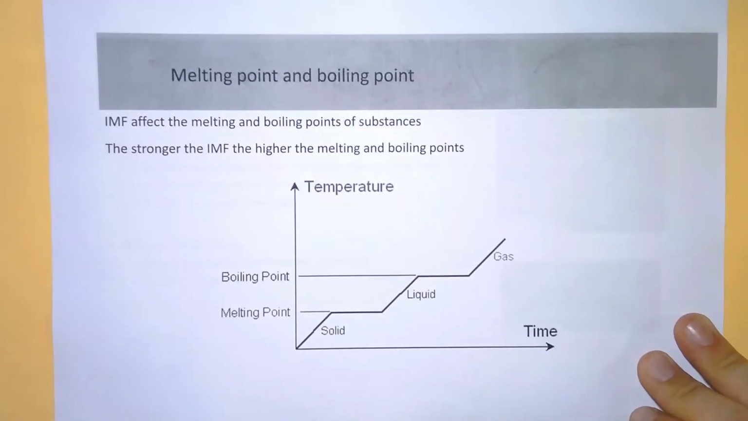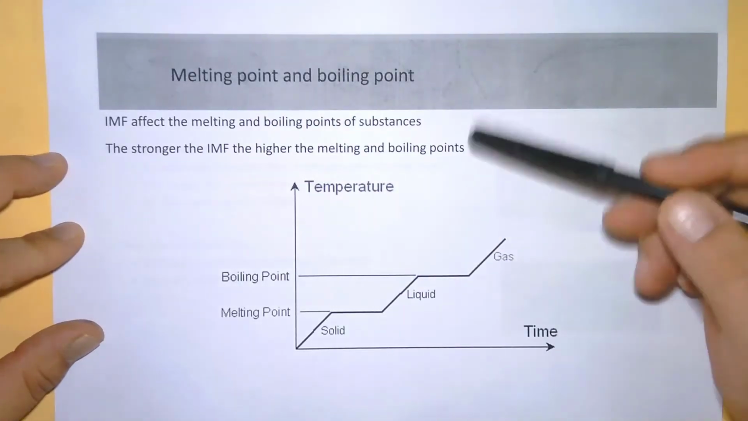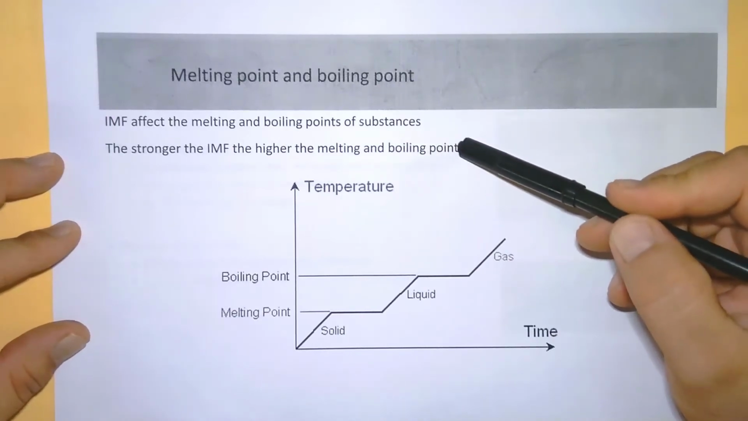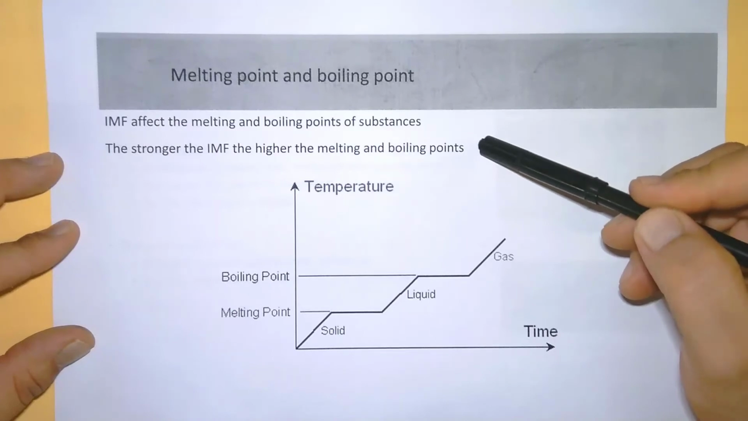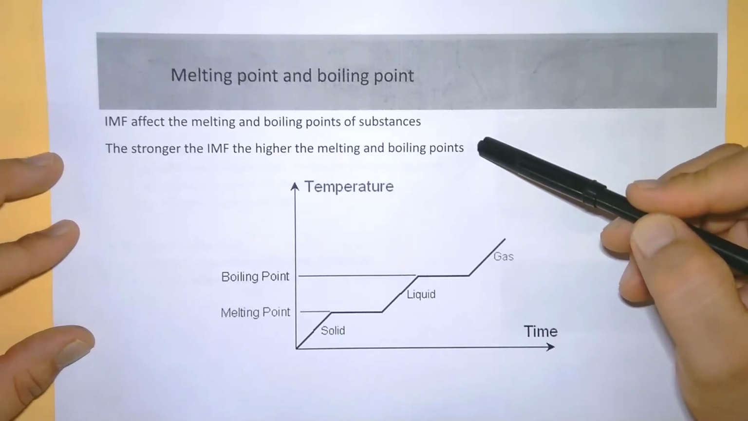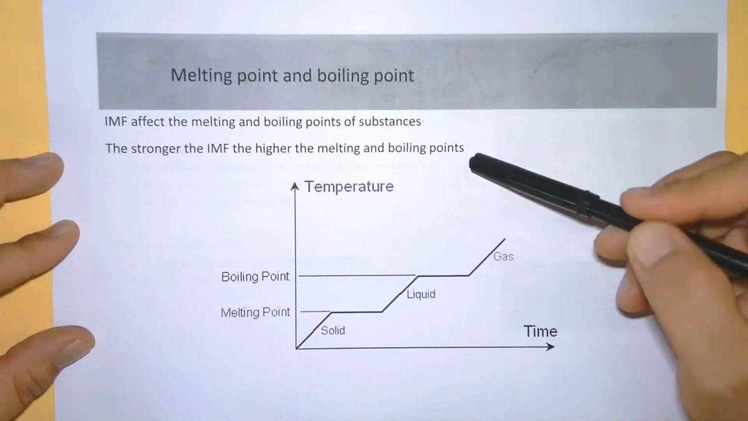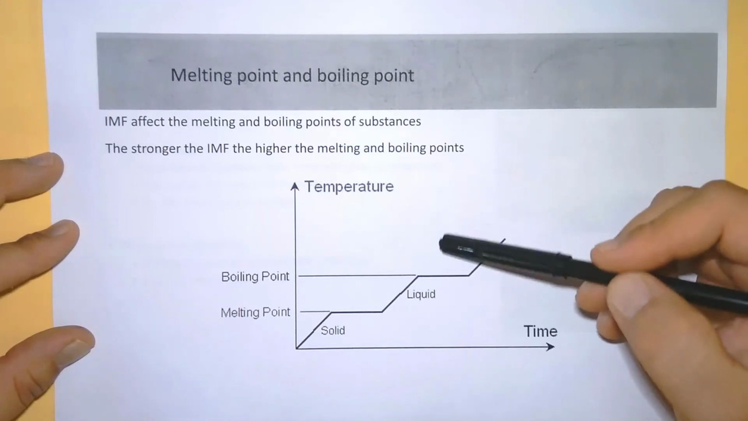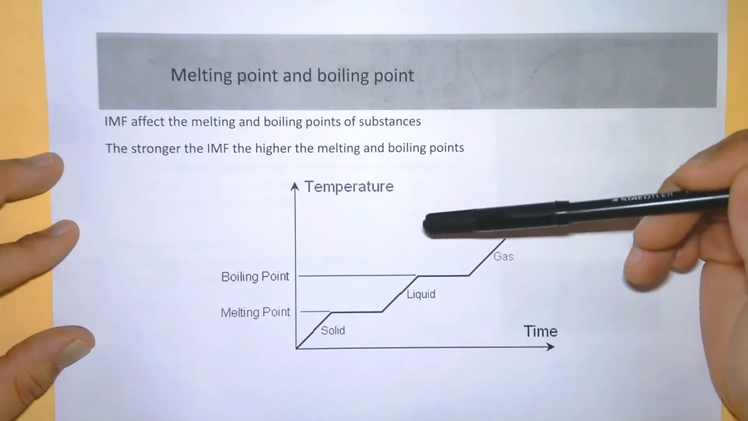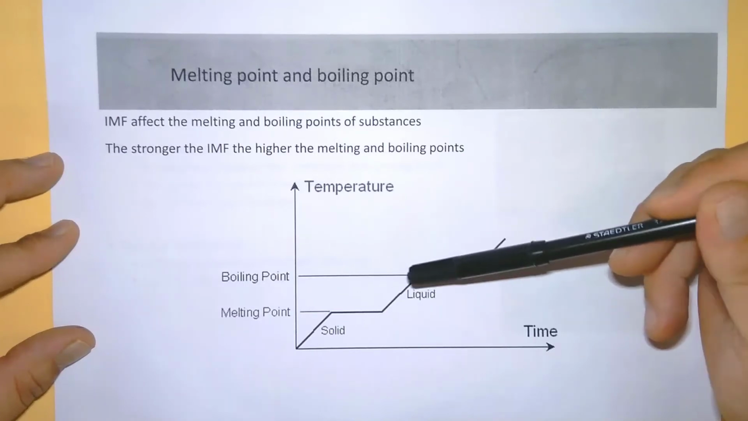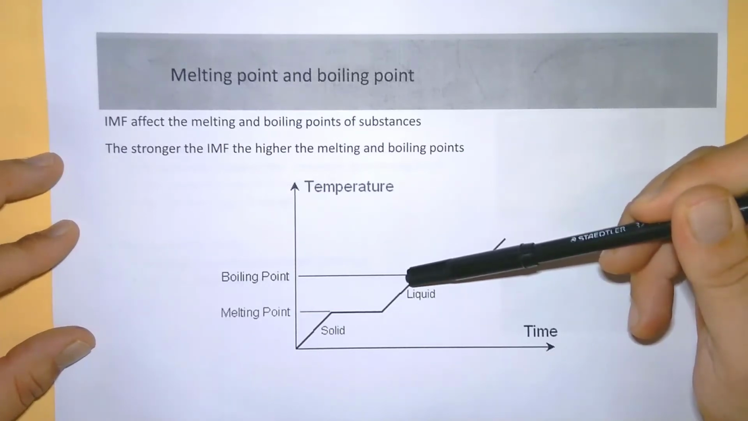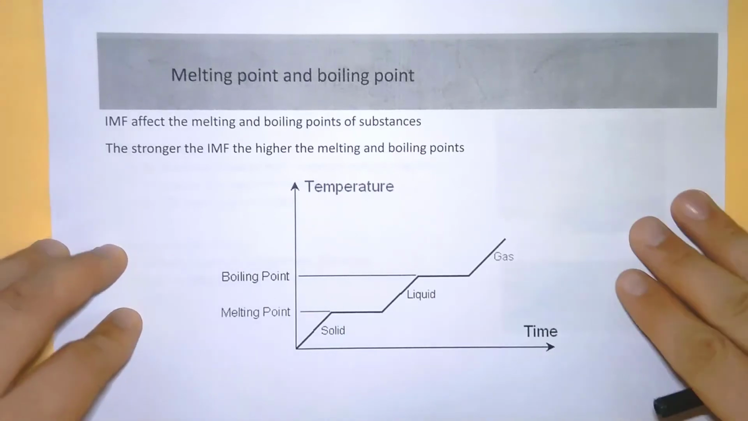Okay, melting and boiling point, we've already discussed this. General rule of thumb for melting and boiling point is that the stronger the intermolecular forces are, the higher the melting and boiling point is. And if we compare any substances to each other, usually melting and boiling point is the first thing we take a look at, because if we know a substance has a high melting point and a high boiling point, we already know there should be very strong intermolecular forces involved.